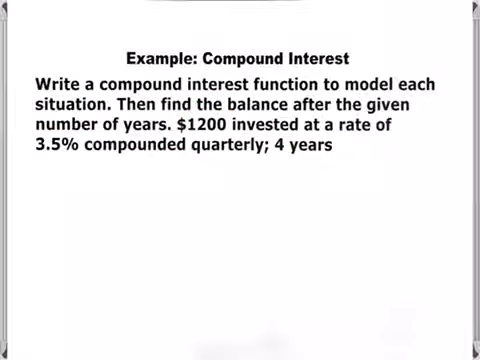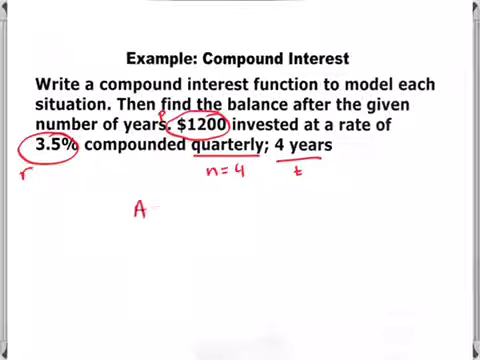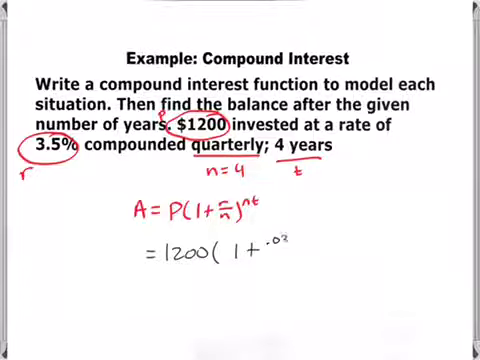All right, third problem. Another compound interest question. This time we are talking about starting with $1,200 invested at a rate of 3.5%, compounded quarterly, so that means N is 4, over 4 years, which would be T. So we start with our compound interest equation, P times 1 plus R over N raised to the N times T power. Plug in what you know. Well, we know the principal is $1,200. We've got 1 plus 0.035 divided by 4 raised to the 4 times 4 power.